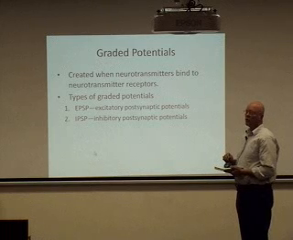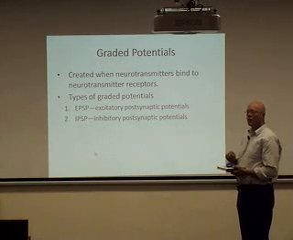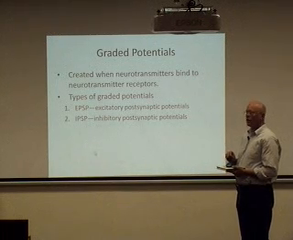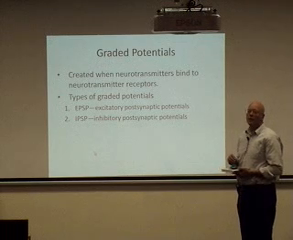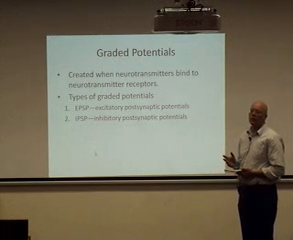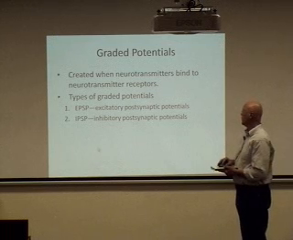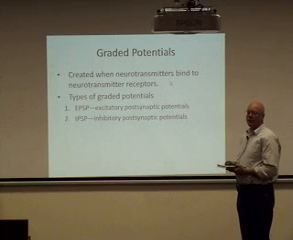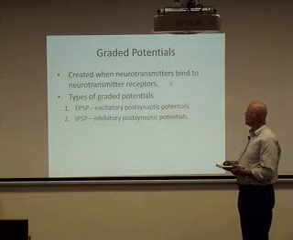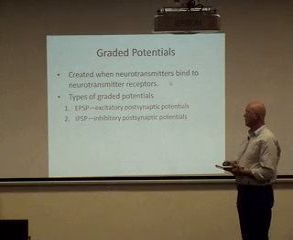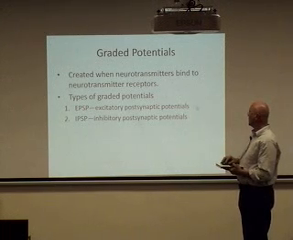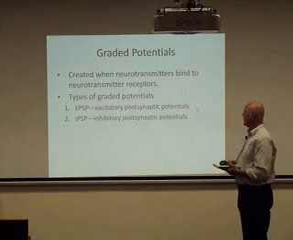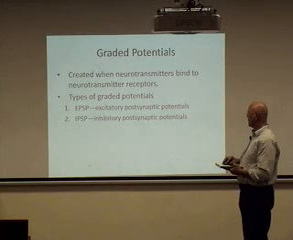In this case we're now talking about graded potentials. These are small changes in voltage that occur in the dendrites and the cell body of the neuron, and they may or may not ultimately lead to an action potential, depending upon whether they're excitatory or inhibitory. Graded potentials are created when neurotransmitters bind to their neurotransmitter receptors. We have two types of graded potentials: EPSPs, which are excitatory postsynaptic potentials, and IPSPs, which are inhibitory postsynaptic potentials.